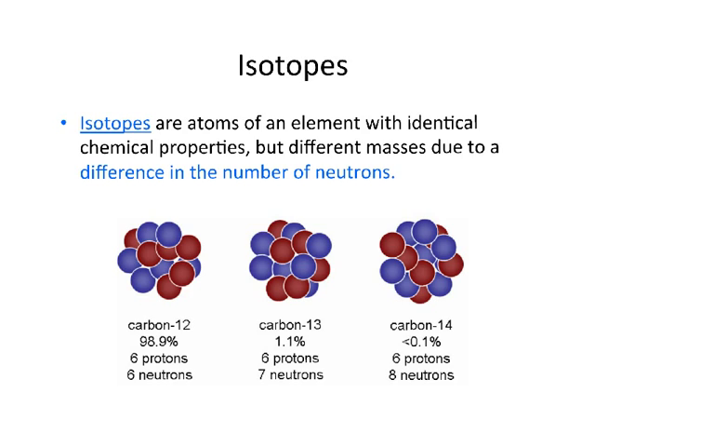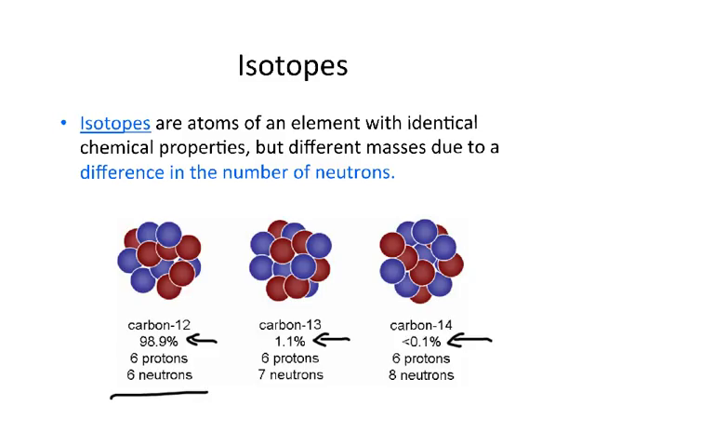So for example, carbon-12, which is the most common kind of carbon, has 6 protons and 6 neutrons. Carbon-13, which is less abundant, has 6 protons and 7 neutrons. And carbon-14, which is used for radioactive dating, has 6 protons and 8 neutrons.